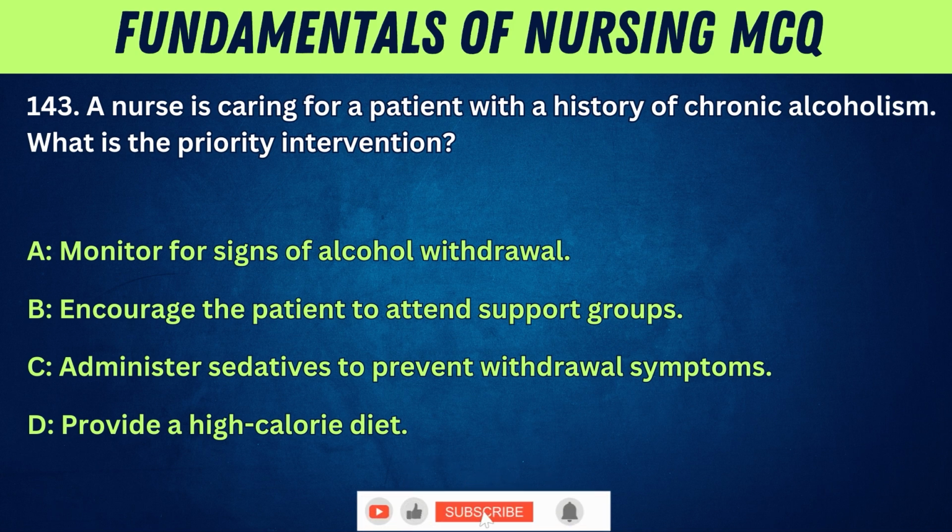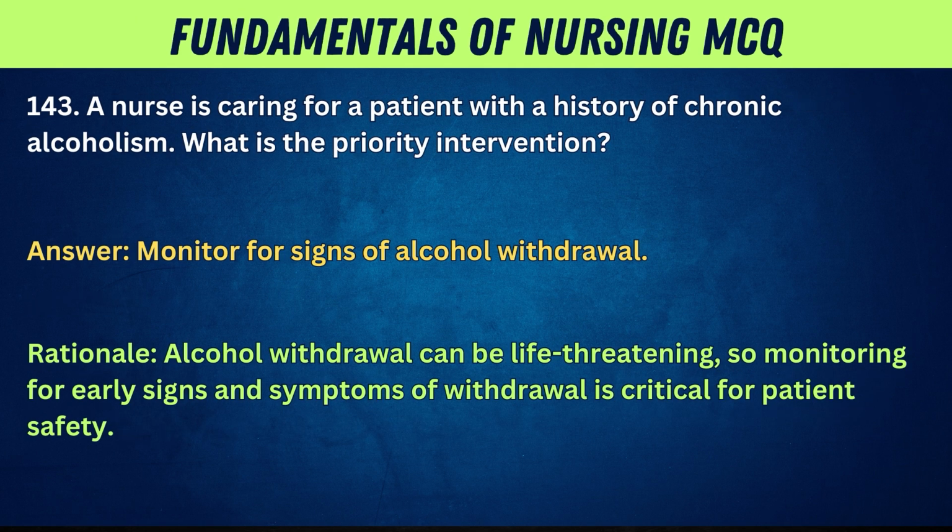143. A nurse is caring for a patient with a history of chronic alcoholism. What is the priority intervention? A. Monitor for signs of alcohol withdrawal. B. Encourage the patient to attend support groups. C. Administer sedatives to prevent withdrawal symptoms. D. Provide a high-calorie diet. Answer. Monitor for signs of alcohol withdrawal. Rationale. Alcohol withdrawal can be life-threatening, so monitoring for early signs and symptoms of withdrawal is critical for patient safety.